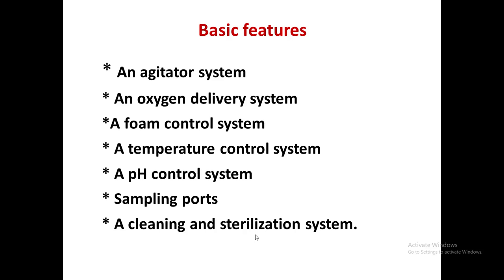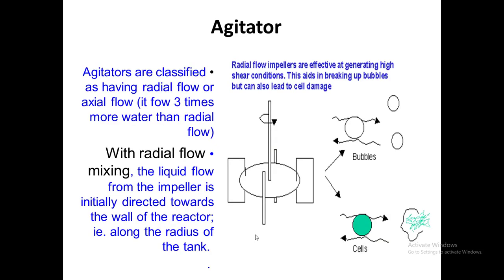So the basic features: agitator system, oxygen delivery system, foam control, temperature control, pH, sampling port, cleaning and sterilization system. What is an agitator? It is classified as having radial flow or axial flow. Axial flow moves three times more water than radial flow. Radial flow impellers are effective at generating high shear conditions. This aids in breaking up bubbles but can also lead to cell damage.